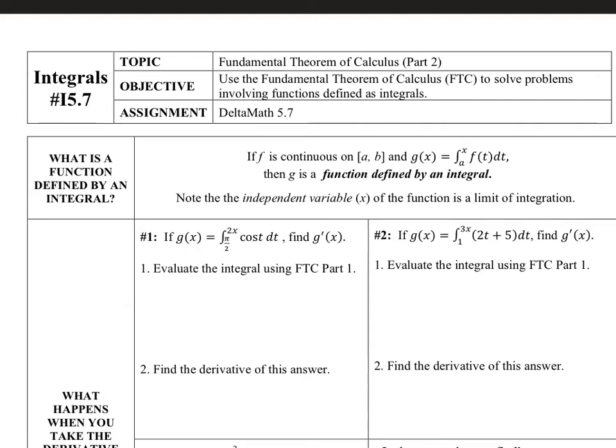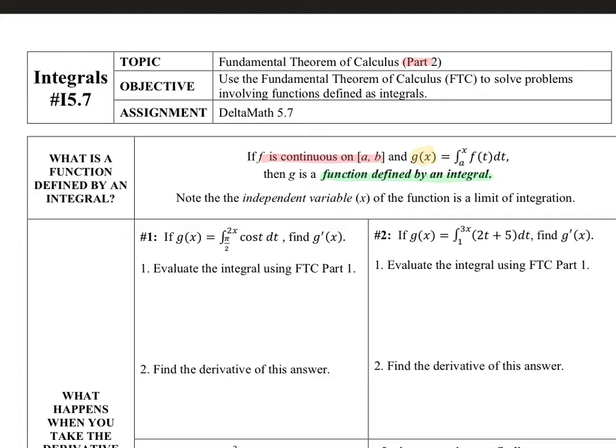This topic is the second part of the fundamental theorem of calculus, part 2. It is based on a function f being continuous. It is about what's called a function defined by an integral, and it is exactly what it sounds like. I have a function here that I'm calling g of x, and it's defined as being the integral of another function that I'm calling f of x.